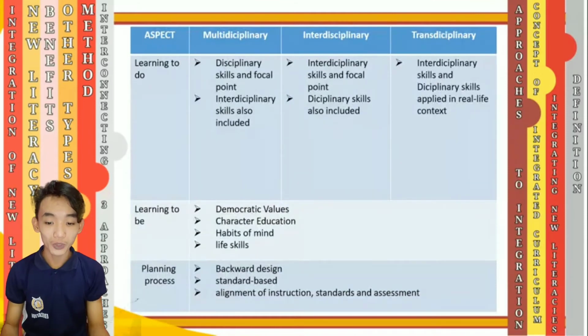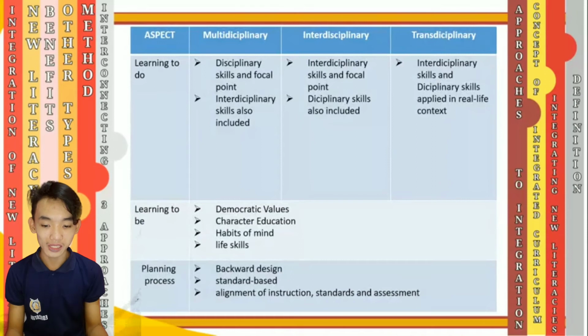In the ninth aspect, which is learning to do: in terms of multidisciplinary, the disciplinary skills and focal point and interdisciplinary skills are also included. While in terms of interdisciplinary, skills and focal point are included, and disciplinary skills are also included.